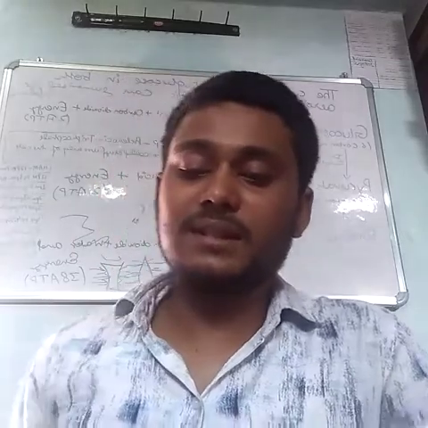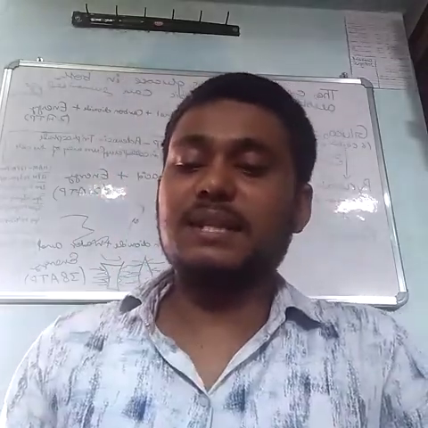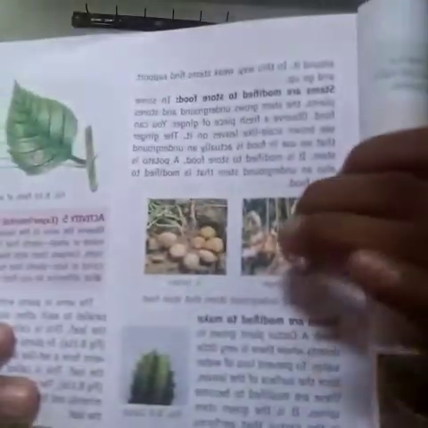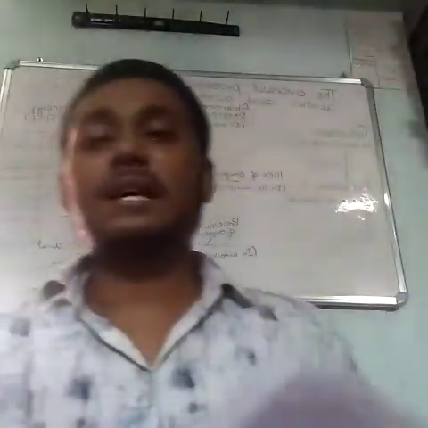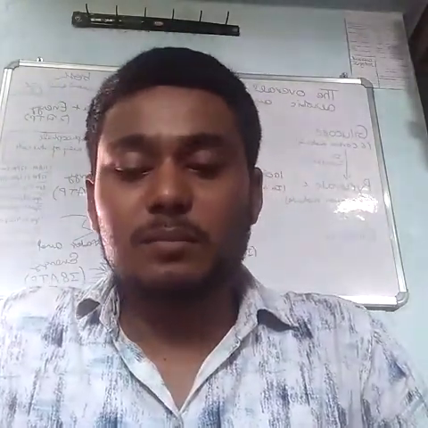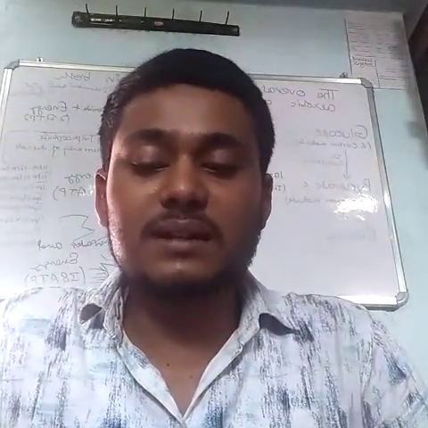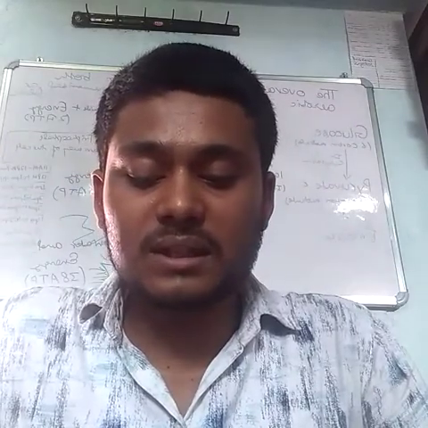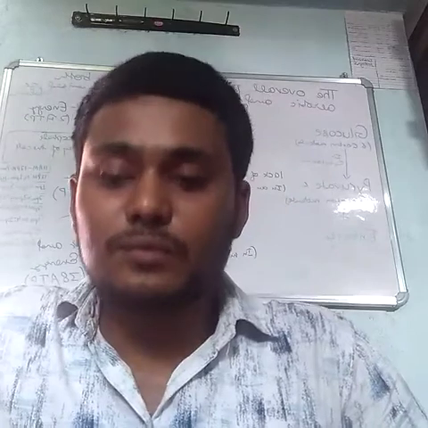You can see these are stems that are modified to store food, unlike carrot, radish and turnip, which are roots. Here these are stems that store food. For example, ginger and potatoes are underground stems that store food.